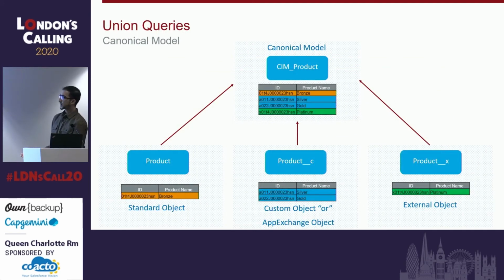Then we talked about union queries, which is the canonical model in the Cloud Information Model, a kind of logical layer. You can see here we have the entity interface, and when you query it, it actually queries the union, and the union query brings data from all these different objects. From the Salesforce perspective, when you query the data, you don't need to worry about whether you need to query product, custom, standard, or even external objects. You just query the entity interface, and it will bring the data for you from all these data sources.